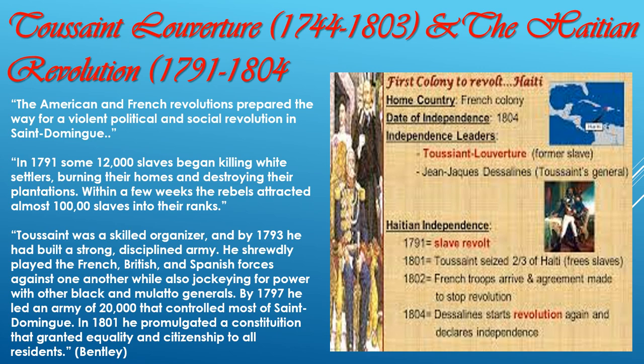Toussaint was a skilled organizer, and by 1793, he had built a strong, disciplined army. He shrewdly played the French, British, and Spanish forces against one another, while also jockeying for power with other black and mulatto generals. By 1797, he led an army of 20,000 that controlled most of Saint-Domingue. In 1801, he promulgated a constitution that granted equality and citizenship to all residents.